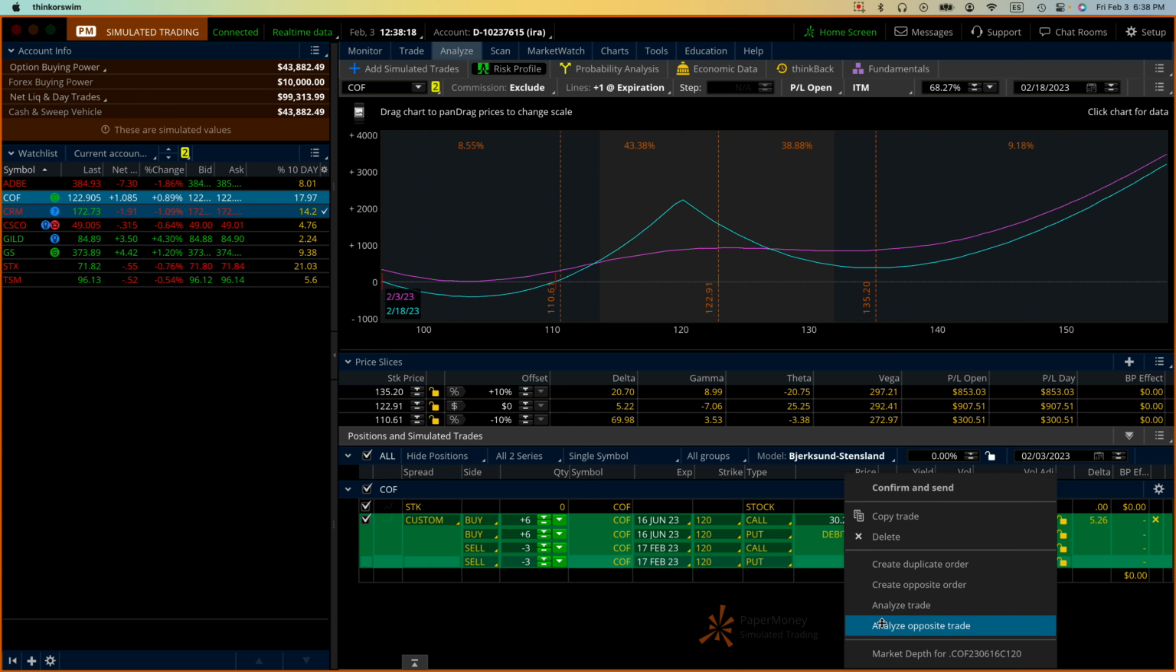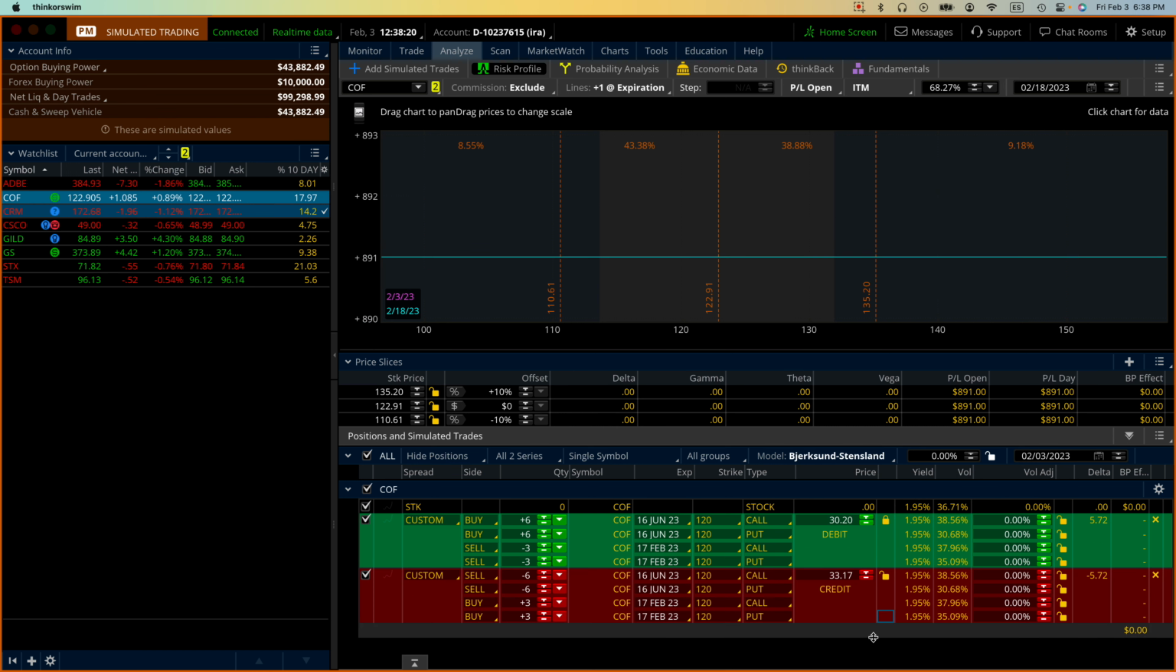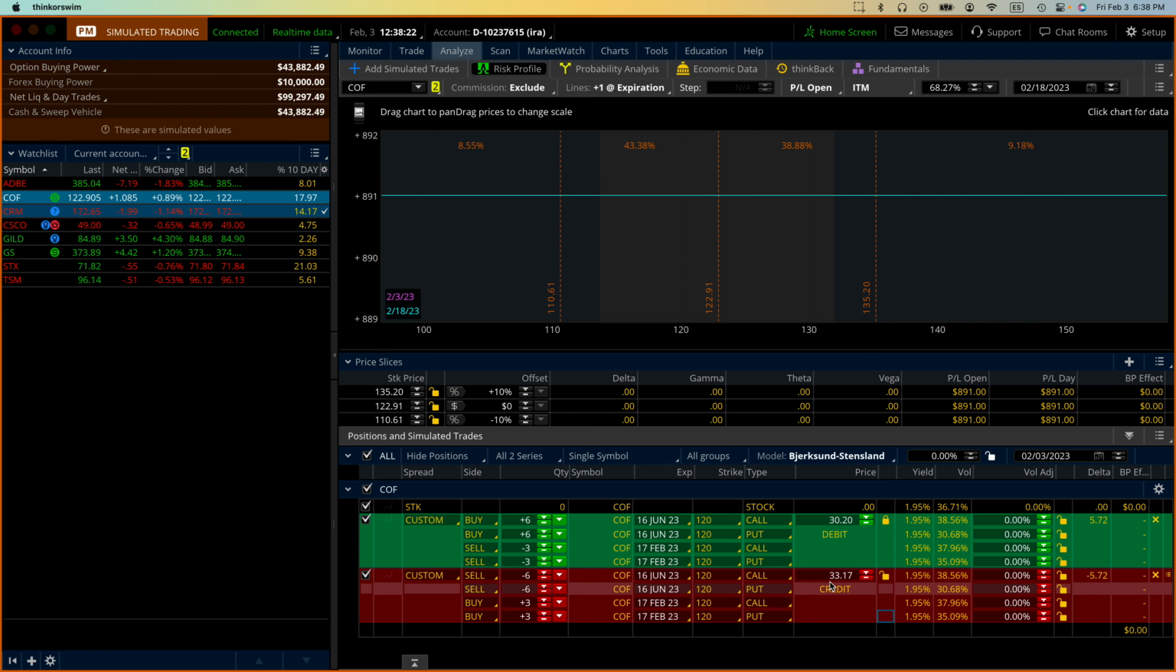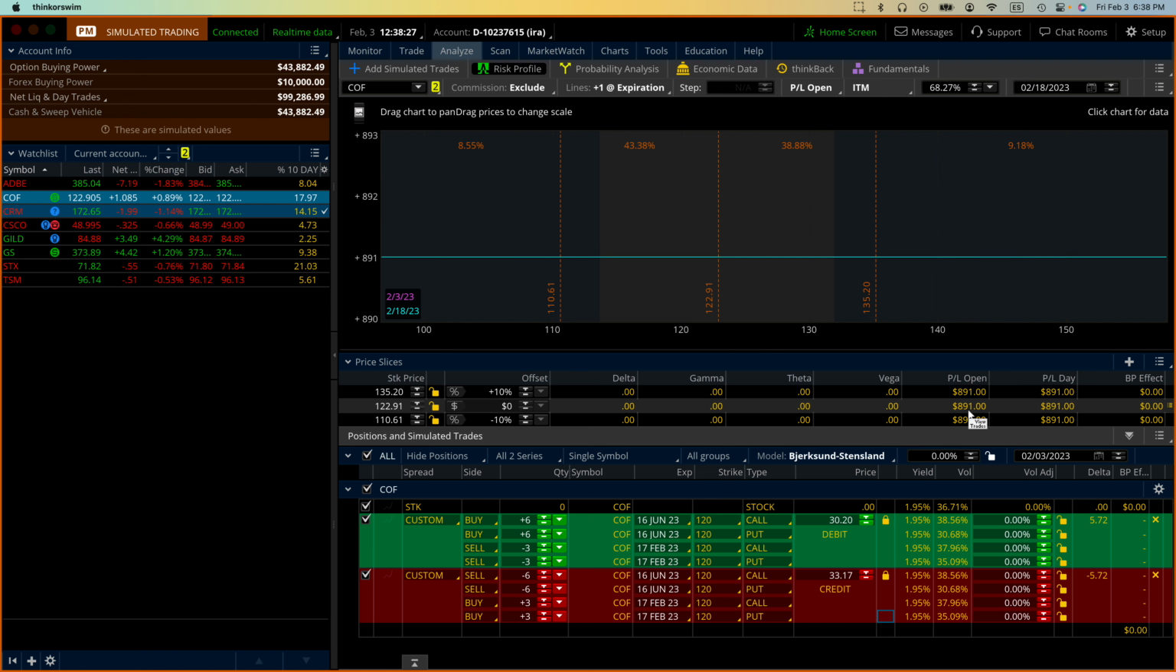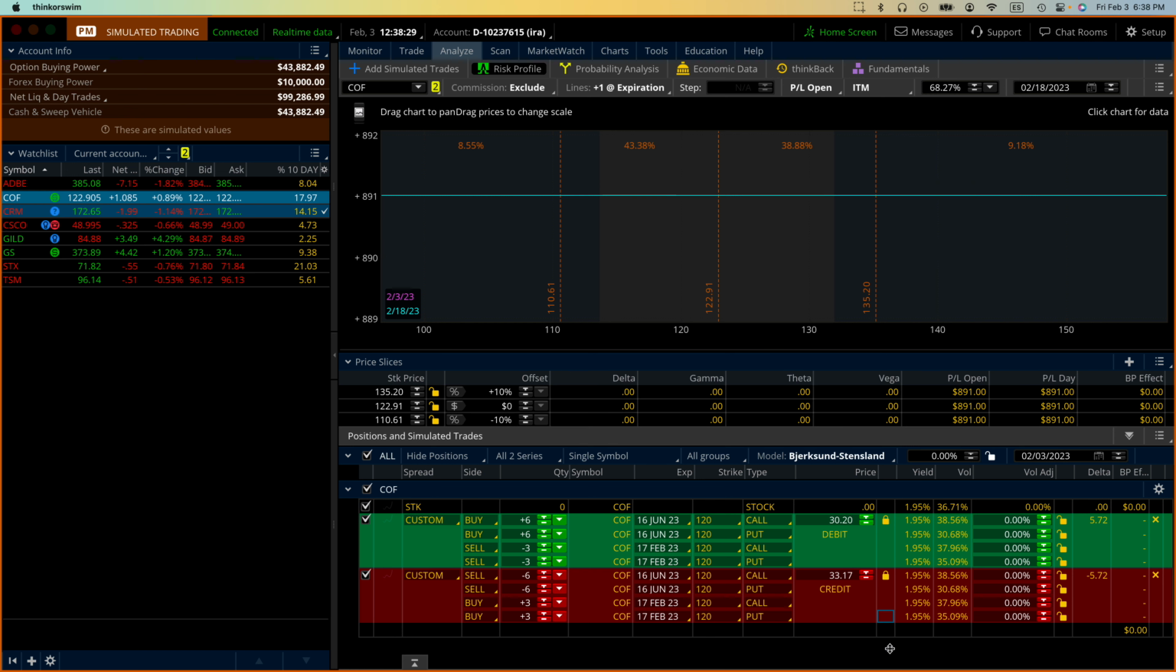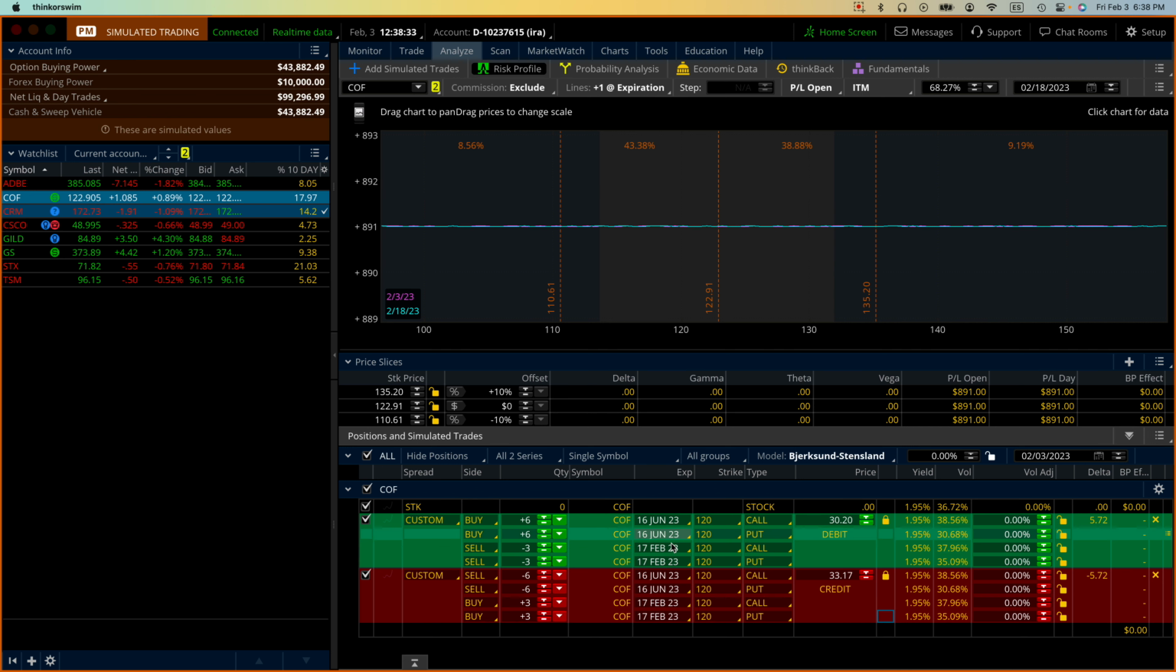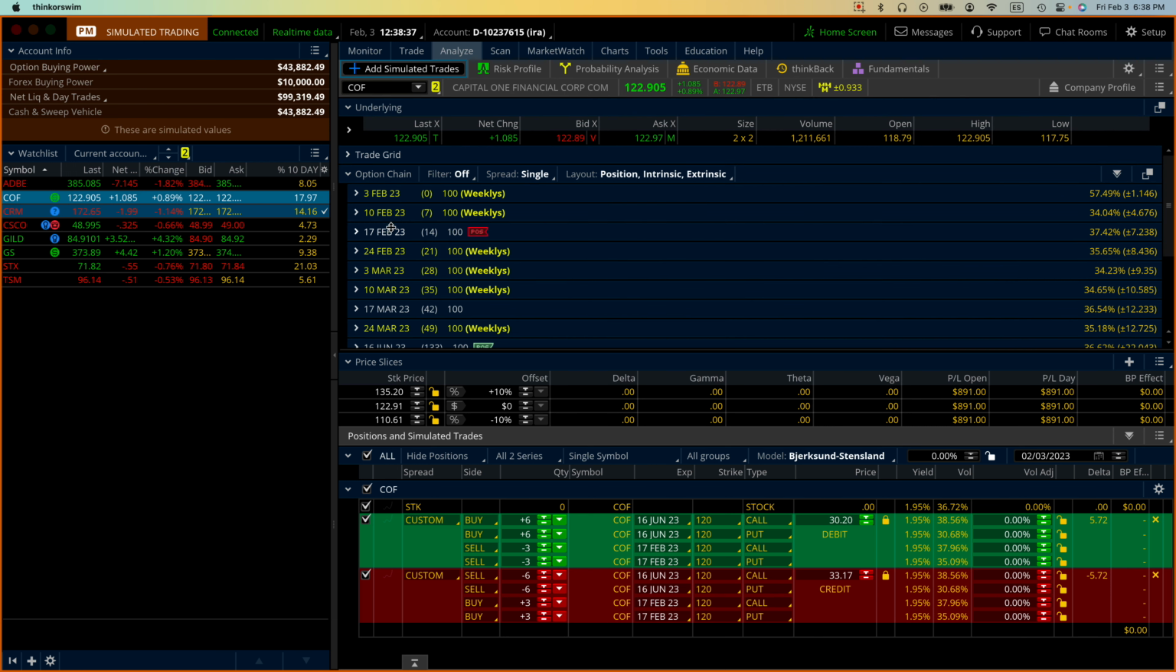Meanwhile, you can say analyze opposite trade, and that tells you what we could get for that right now, and we will get $891 if we were to close that position. I see February here is my shorts, and we have plenty of time before that. Okay, 14 days. So next week we will take care of any adjustments that we might need to make. Let's go to CRM.